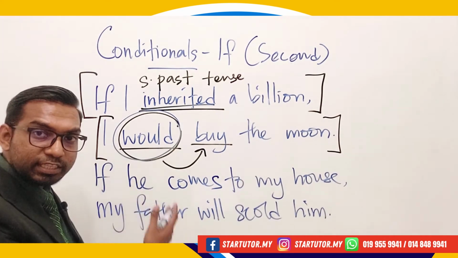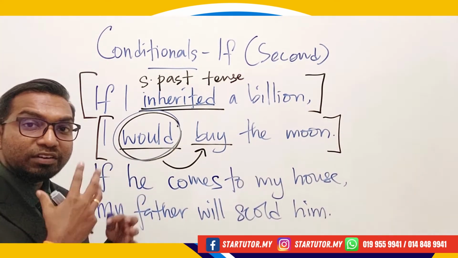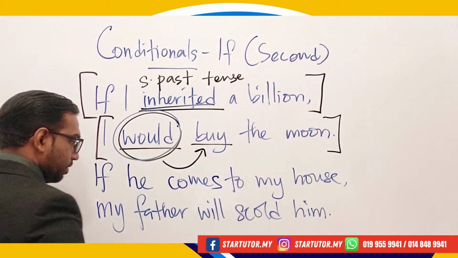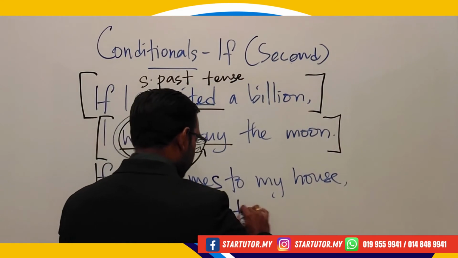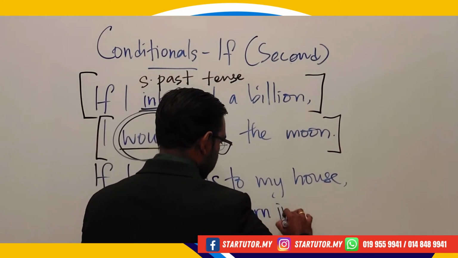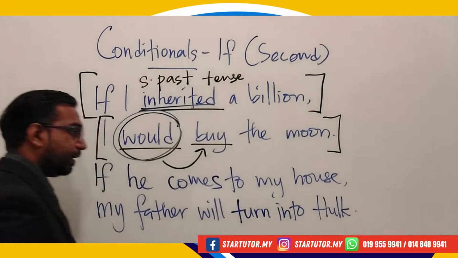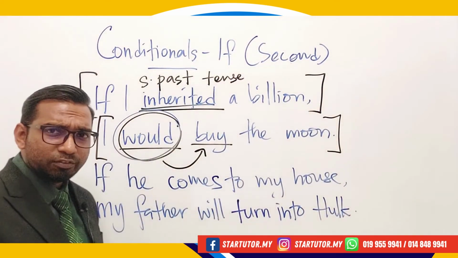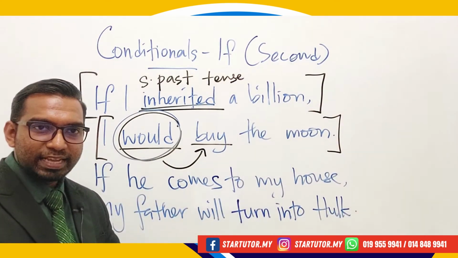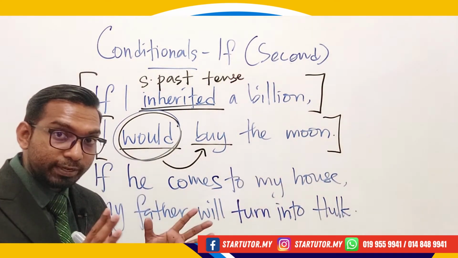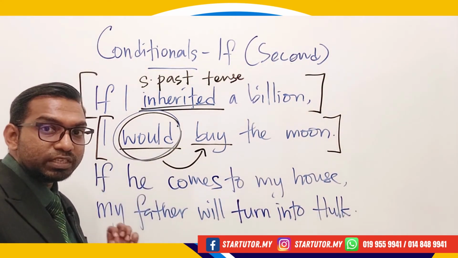Now we are going to change this into a second conditional sentence where we are going to talk about an unrealistic thing. My father will turn into Hulk. It is impossible for your father to turn into a Hulk because Hulk is just a Marvel character. It is an imaginary character that is not real. So if he comes to my house, my father will turn into Hulk.